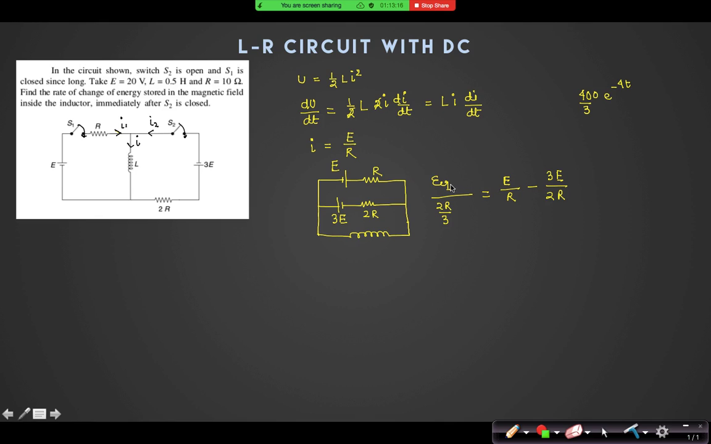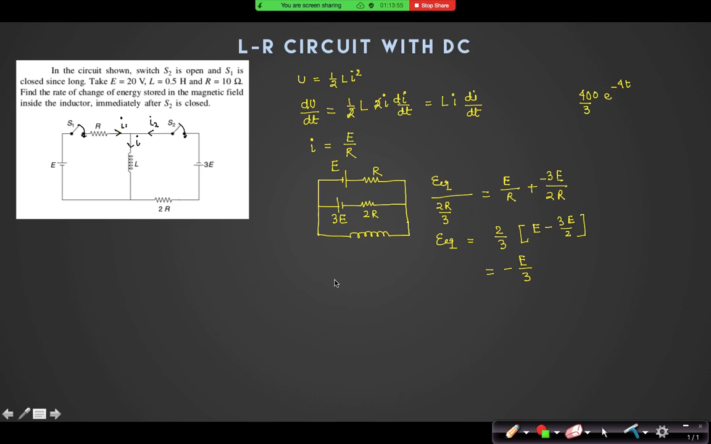Parallel cells. Yes. E equivalent by R equivalent is E1 by R1 plus E2 by R2. Why have I taken minus? Because of reverse polarity. The polarity is reversed. Good. So what is E equivalent? Calculate quickly. R will get cancelled out. So it is 2 by 3 into E minus 3 by R, minus 3E by 2. So it is minus E by 2. So is it minus E by 3? Yes, sir.